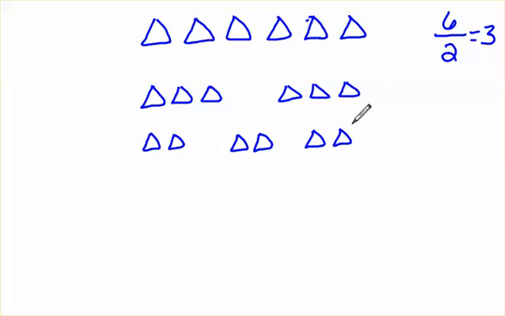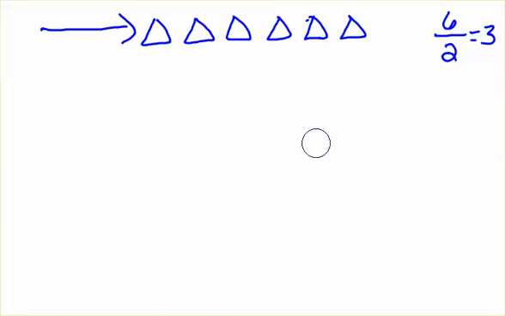Now, when we're talking about division by zero, if I were to take these 6 triangles and put those in 0 groups, well, how many groups would I have?